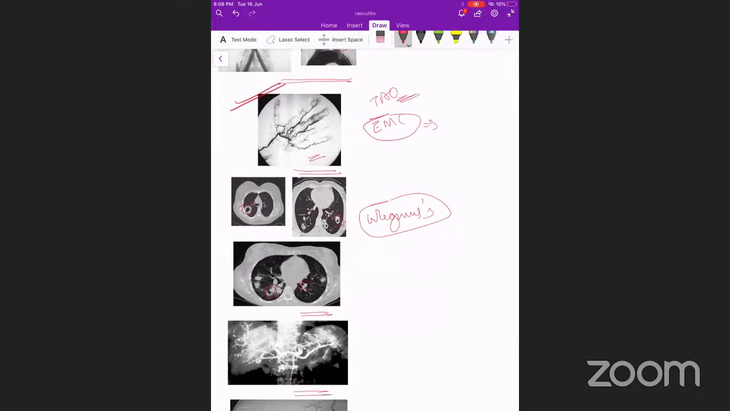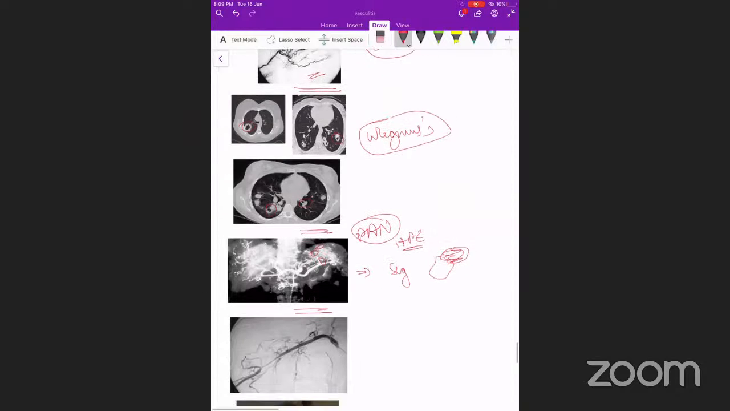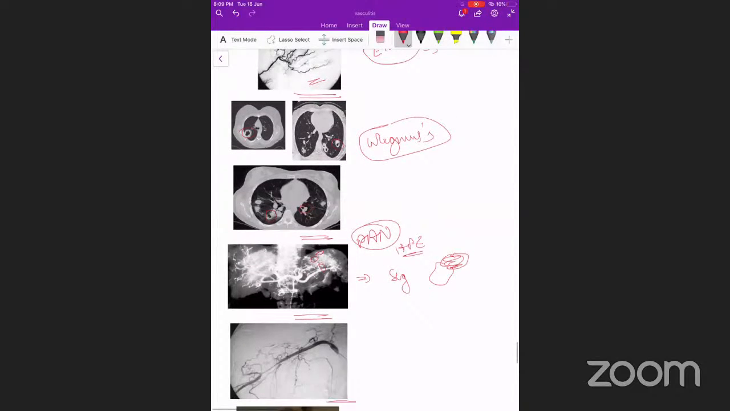This one, what is the diagnosis over here? This image, what can we think of? If this image is given to you, along with HPE it will show segmental involvement. If this is the blood vessel, this much part will be inflamed. Yes, very good. Polyarteritis nodosa, because there are multiple microaneurysms present.